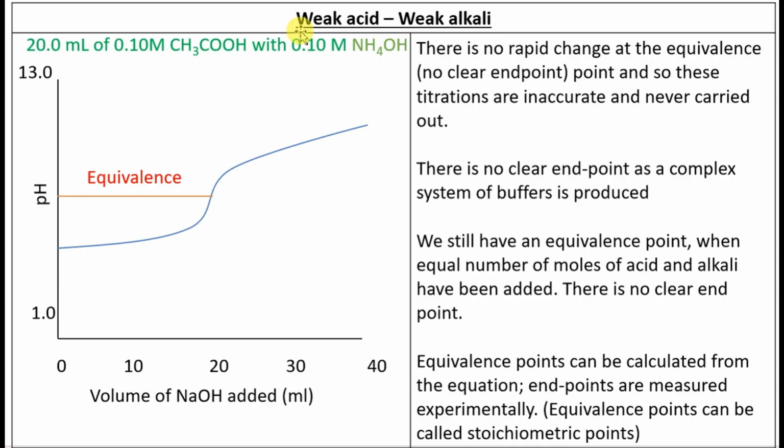Finally, titrating a weak acid with a weak alkali. For example, ethanoic acid with ammonium hydroxide. There is no rapid change at the equivalence point, no clear endpoint. And so these titrations are inaccurate and are never carried out. There is no clear endpoint as a complex system of buffers is produced. We still have an equivalence point when equal number of moles of acid and alkali have been added, but there's no clear endpoint.